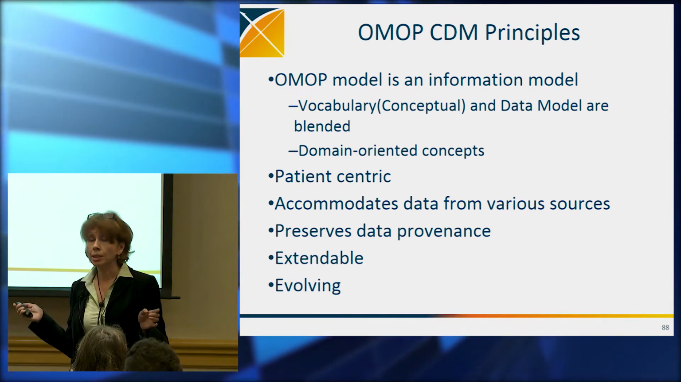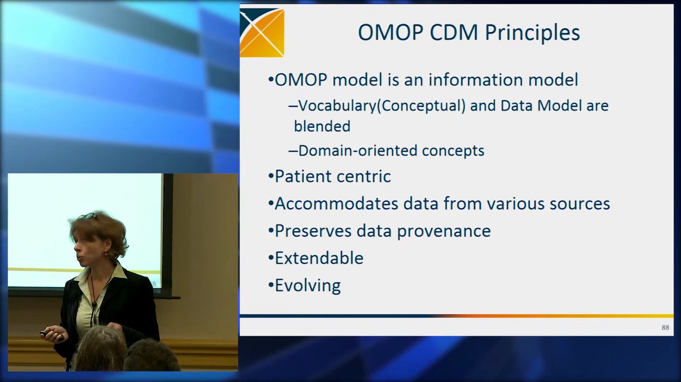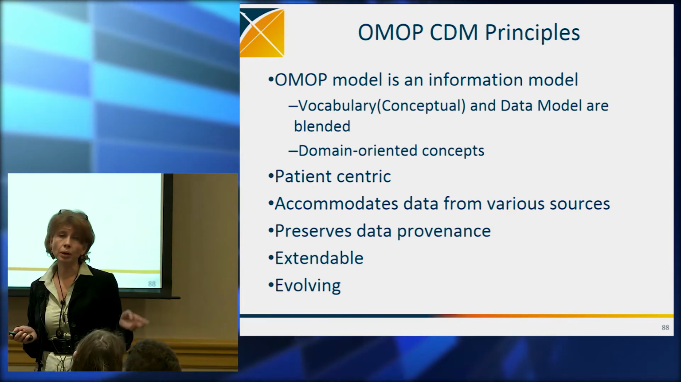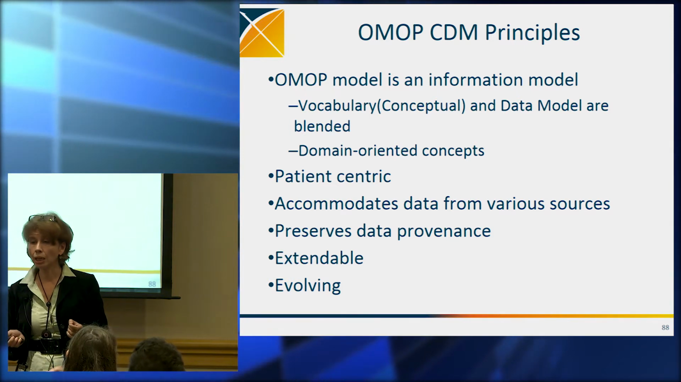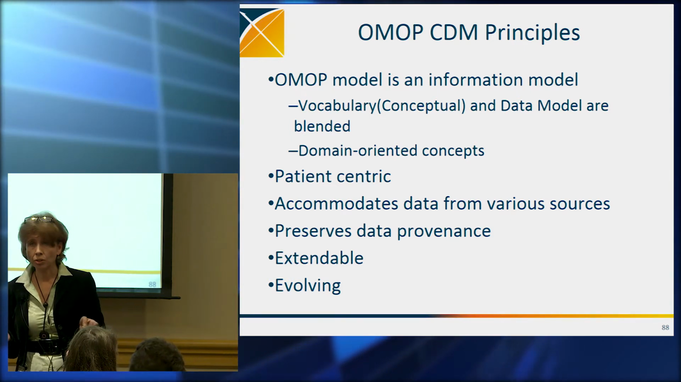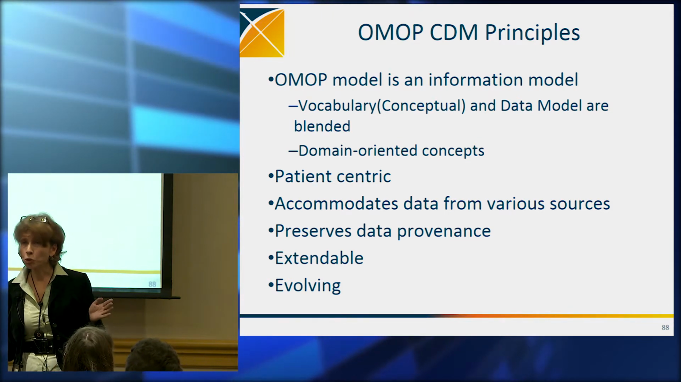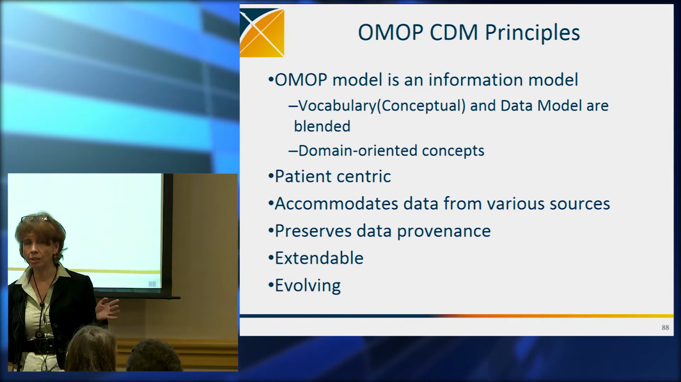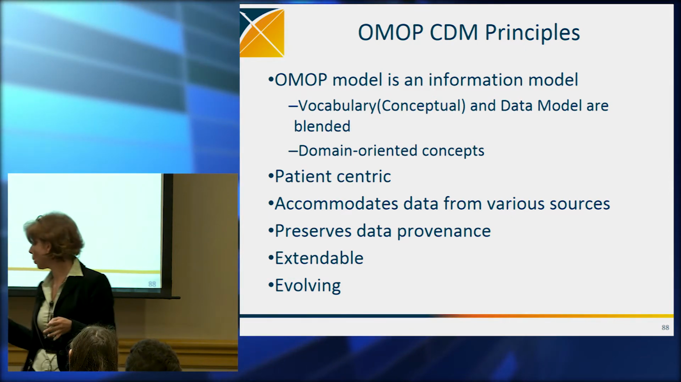OMOP common data model accommodates data coming from different sources. It could be EMR, it could be clinical trials, it could be claims data, it could be cancer registries. They come from different sources, which are very heterogeneous, and they end up in the same data structures in OMOP.